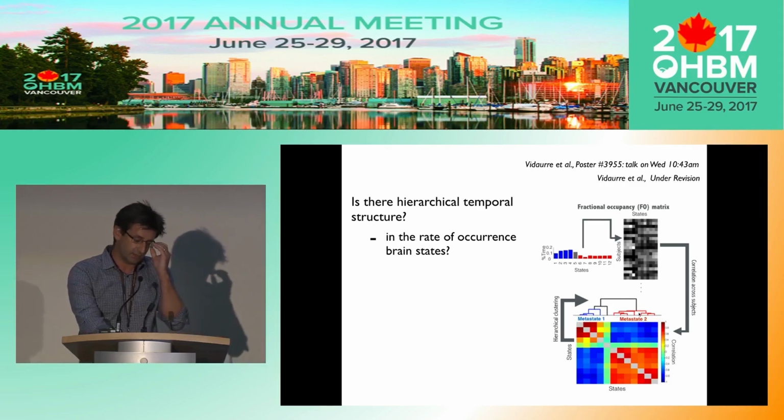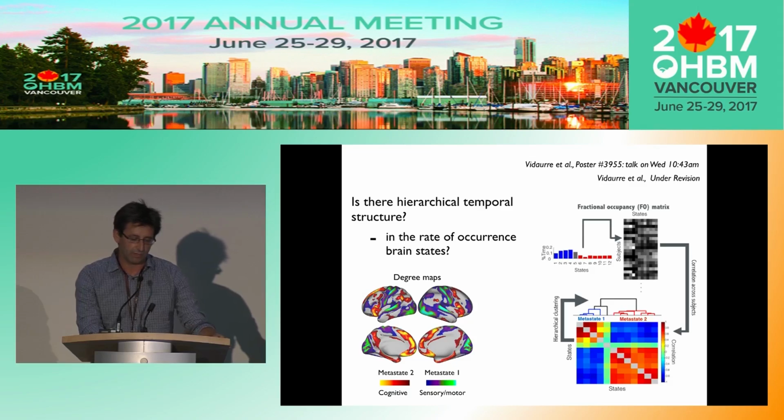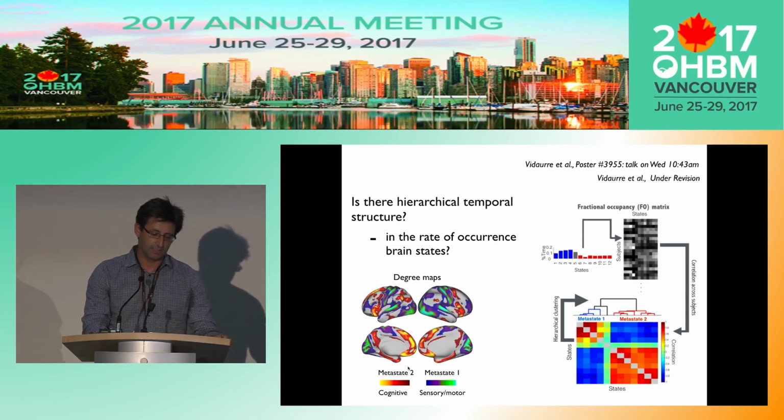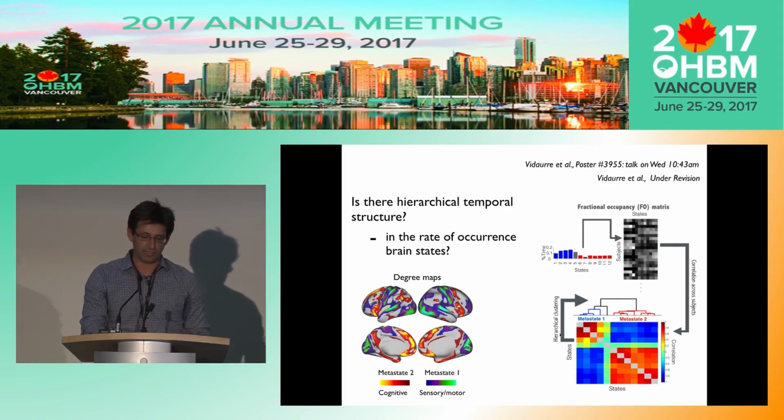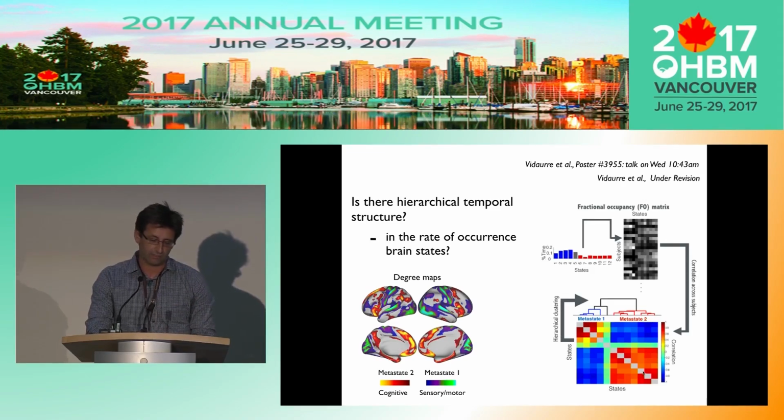So what do these metastates correspond to? Well, if we look at the connectomes summarized in the form of degree maps, we can see that metastate 1 corresponds to primary sensory and motor brain states or networks, and metastate 2 corresponds to cognitive brain states or networks. So what we're essentially saying is if you know how much time a particular subject spends in the default mode network state, then you can predict very highly how much they would spend in other cognitive states, say the salience network. And the same is true for the primary sensory and motor states as well.